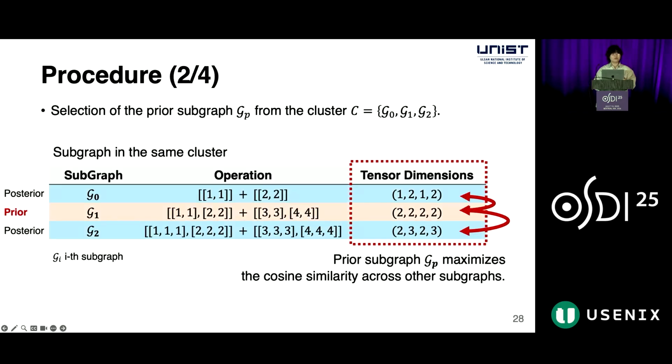In particular, we wanted the prior subgraph to be the one most similar to the others. So we calculate the cosine similarity between them, and then select the one that's most similar to the others as the prior subgraph. And the remaining subgraphs become the posterior subgraphs.